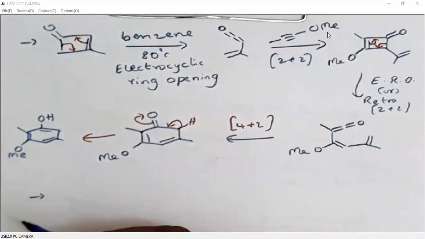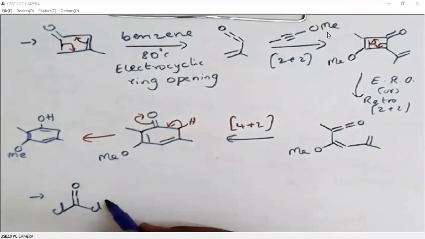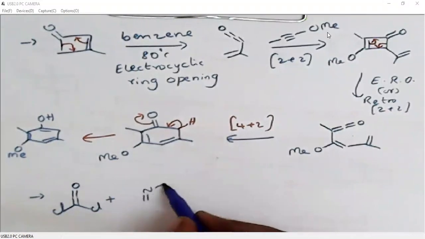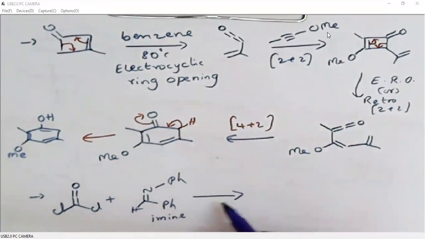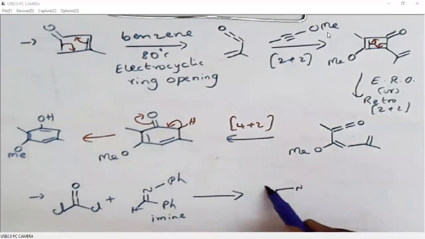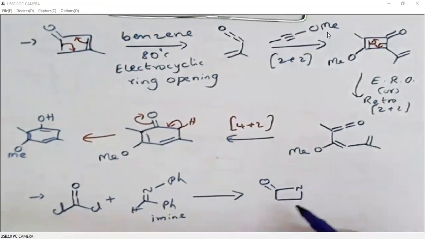Now we will see ketene involving a 2+2 cycloaddition with imine. Ketene will also be involved in 2+2 cycloaddition with an imine. This is called Staudinger reaction. What is important here is a four-membered, this is a lactam, intramolecular, a cyclic amide is called a lactam.